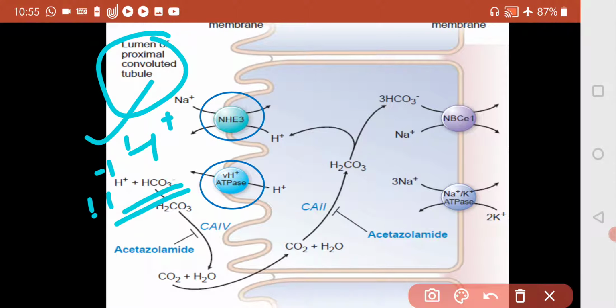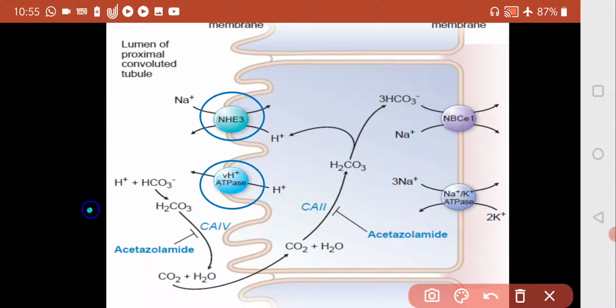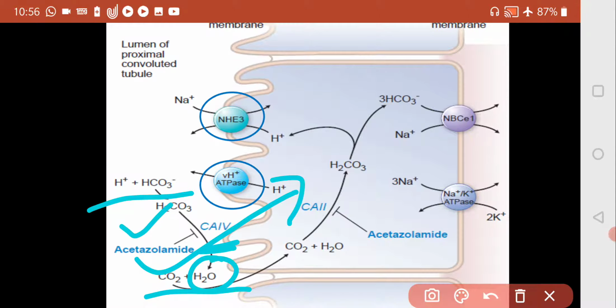It is already present in the glomerular filtration. In the glomerular filtrate there is HCO3 minus, and this antiporter and this vacuolar H plus ATPase secrete this H plus. So this H plus combines with HCO3 minus and there is formation of H2CO3. This H2CO3 is catalyzed by carbonic anhydrase 4, which is present at the luminal side. So there is formation of H2O and CO2. This CO2 goes inside the cell. H2O stays here, contributing to the volume of water for urine formation.